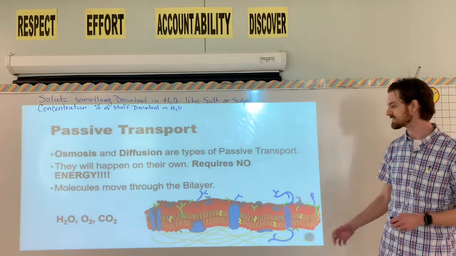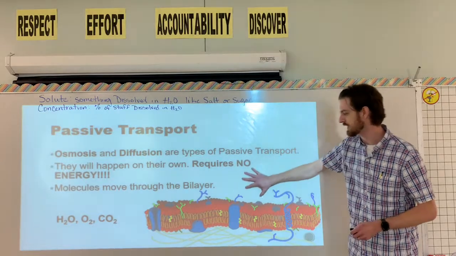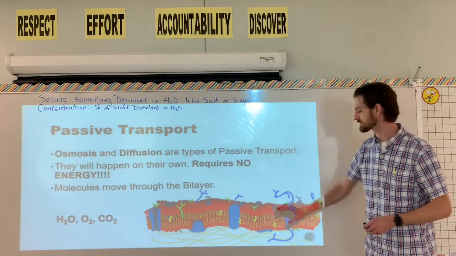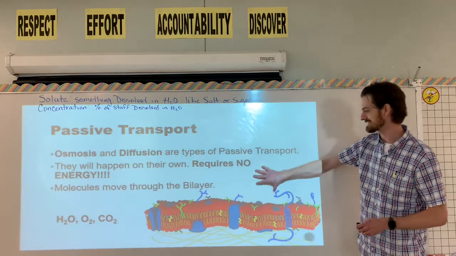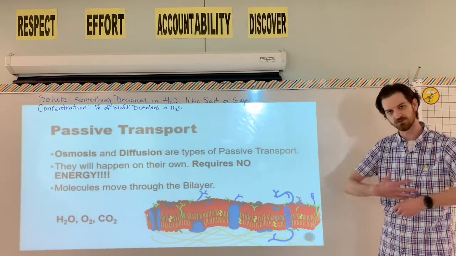So it's all based on, there's a lot of oxygen out here, there's less oxygen in here, so the oxygen is going to move in. There's a lot of carbon dioxide in here, less out here, so carbon dioxide is going to leak out. It spreads out naturally, kind of fills out the room.